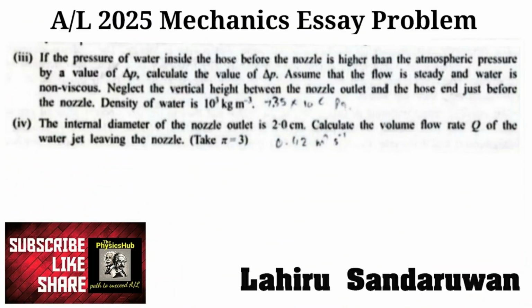Then part 3. If the pressure of water inside the hose before the nozzle is higher than atmospheric pressure by a value delta P, calculate the value of delta P. Assume that flow is steady and water is non-viscous. Neglect the vertical height between the nozzle outlet and the hose just before the nozzle. Density of water is given as 1000 kilogram per cubic meter.